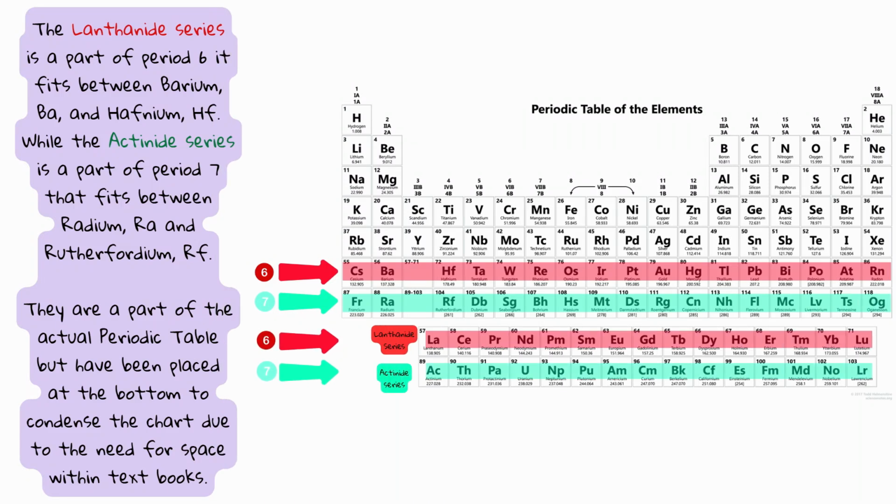The lanthanide series is a part of period 6. It fits between barium and hafnium, while the actinide series is a part of period 7 that fits between radium and rutherfordium. They are part of the actual periodic table but have been placed at the bottom to condense the chart due to the need for space within textbooks.